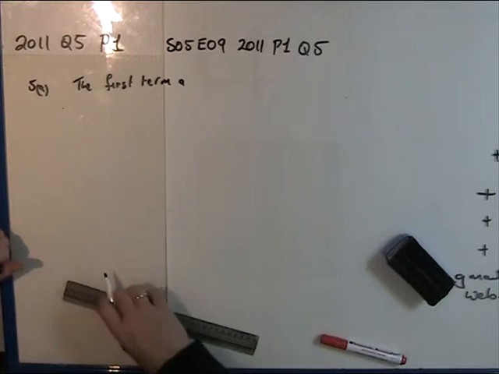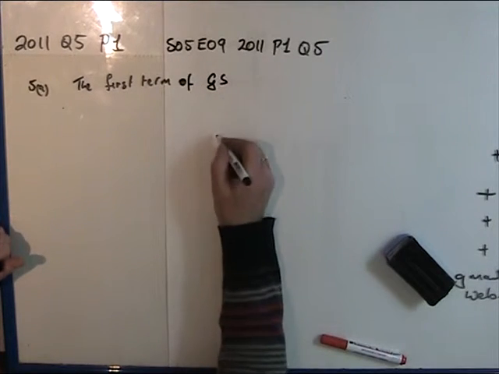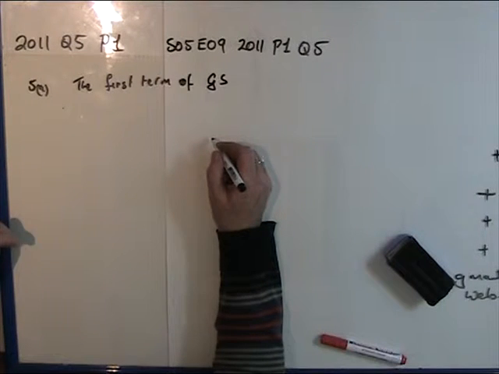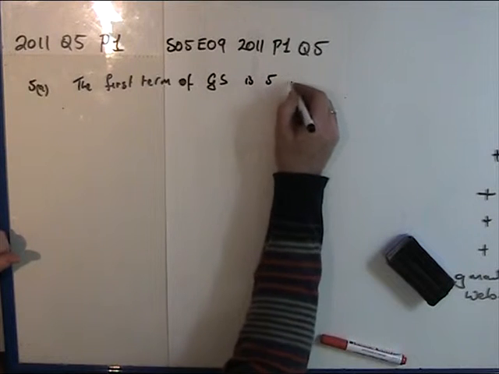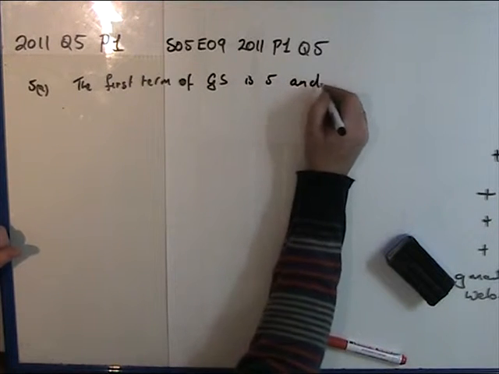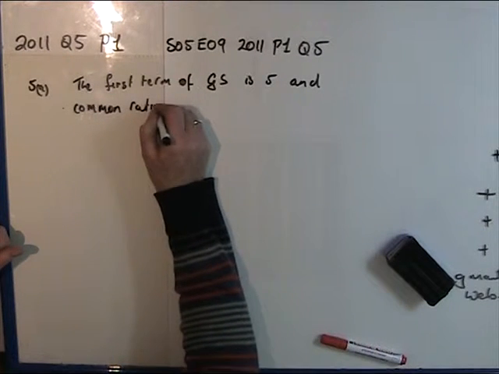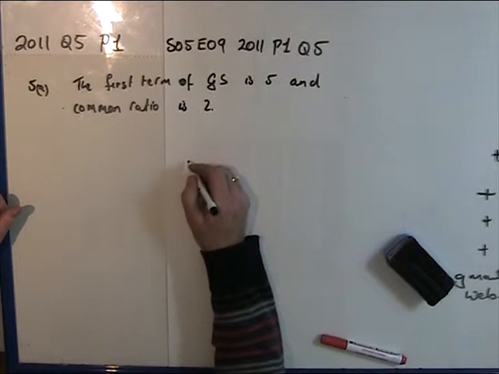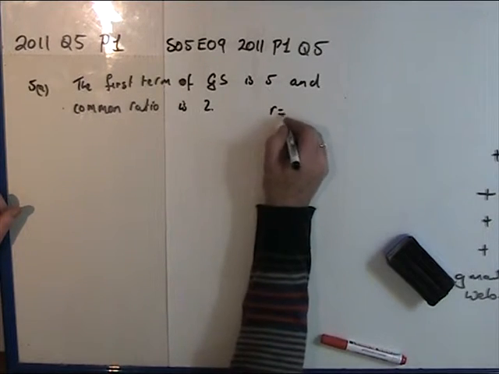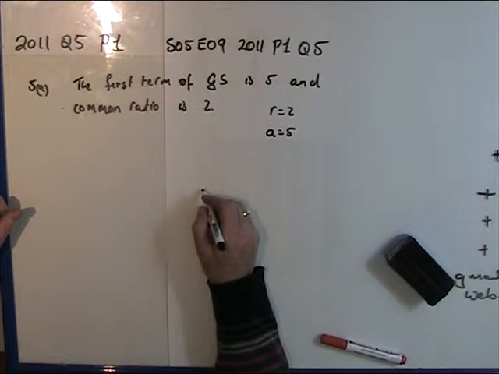It says the first term of a geometric sequence, or series, is 5, and the common ratio, now you should have your papers out in front of you, is 2. In other words, R is equal to 2 and A is equal to 5. And we just put them into the formula.